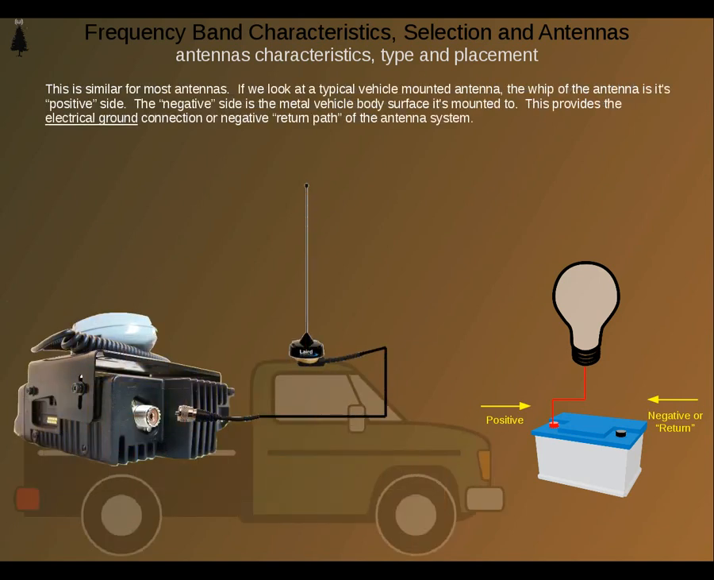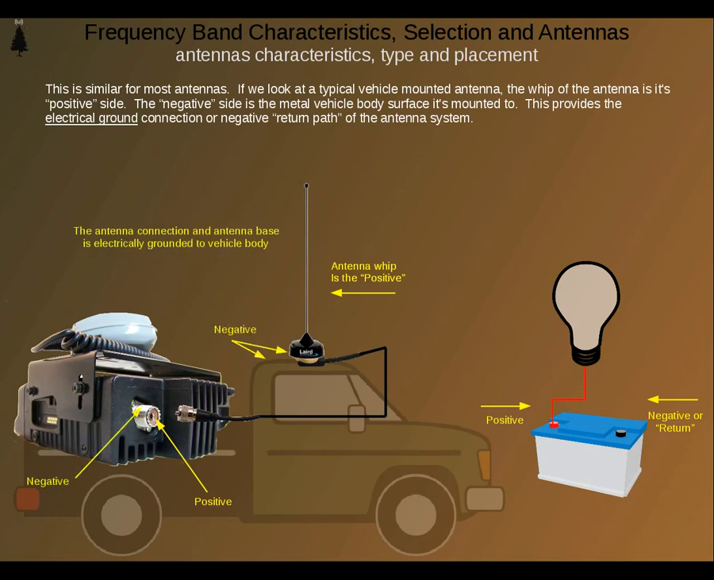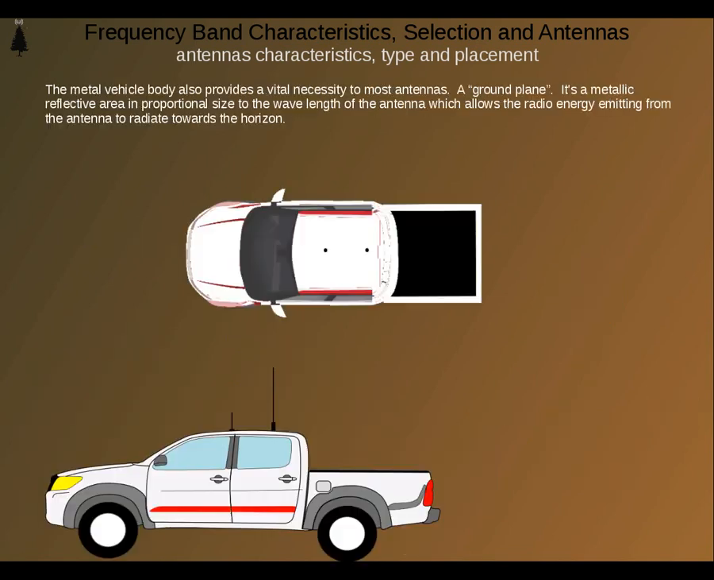This is similar for most antennas. If we look at a typical vehicle-mounted antenna, the whip of the antenna is its positive side. The negative side is the metal vehicle body surface it's mounted to. This provides the electrical ground connection or negative return path of the antenna system. The metal vehicle body also provides a vital necessity to most antennas, a ground plane. It's a metallic reflective area in proportional size to the wavelength of the antenna, which allows the radio energy emitting from the antenna to radiate towards the horizon.